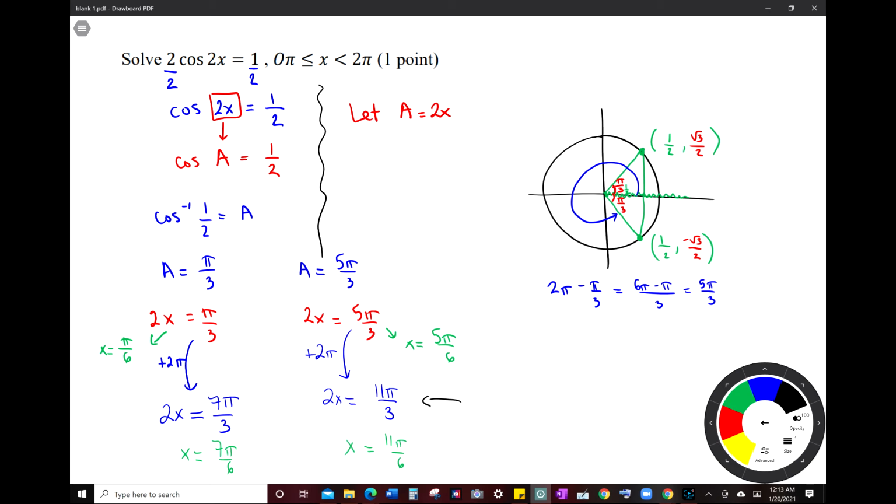In other words, when you have 2x or a double angle, that means you have two sets of solutions. After you get the solution from this step, you have to add 2 more pi to get another set of solutions before you divide by 2. Alright, so our final answer will be x equals pi over 6, 5 pi over 6, 7 pi over 6, and 11 pi over 6.